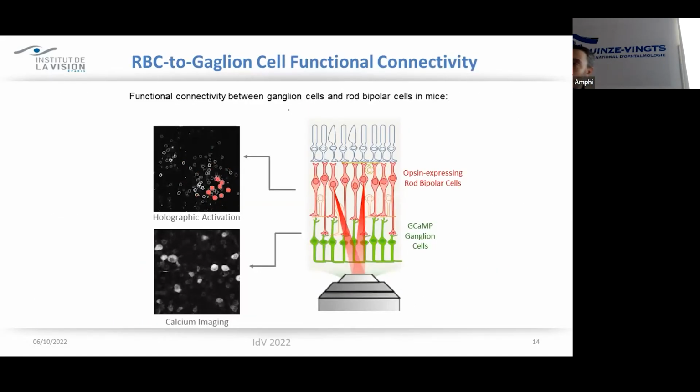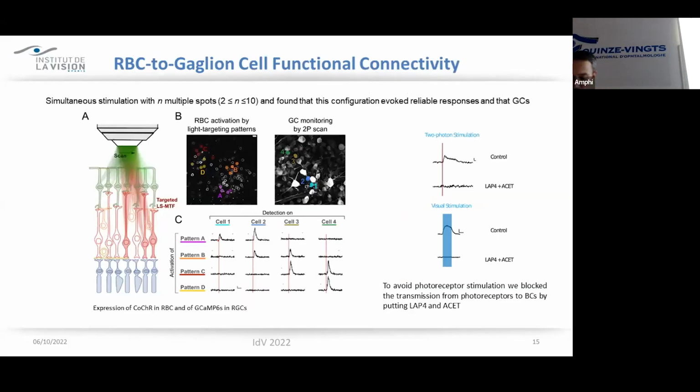And then we started to play with all what we had. So the idea was to see what happened when we were photostimulating selectively some rod bipolar cells while we were looking at the reaction of the ganglion cells. And we found that we could induce different kinds of responses in the ganglion cells by using different patterns of illumination of the rod bipolar cells. We used groups of spots between 2 and 10 spots, and we could identify that even not so high variation in the distribution of the spots could induce a significant difference in the responses of the ganglion cells.